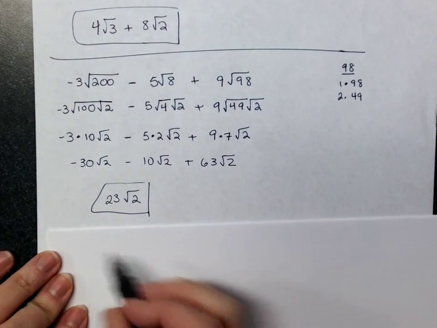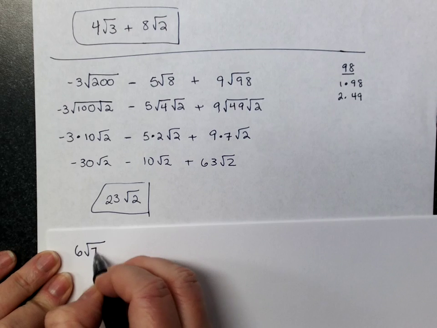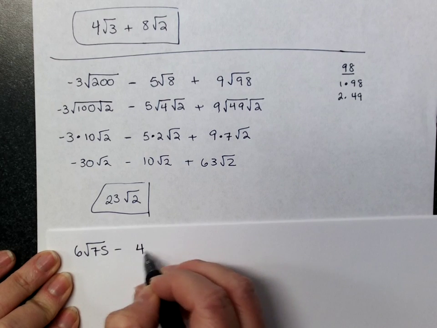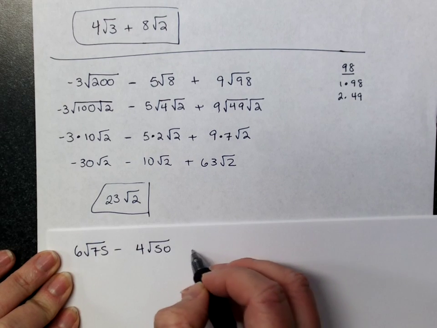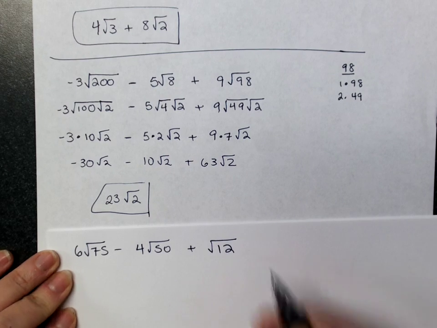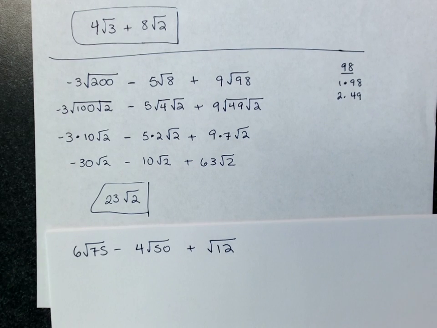All right, you do this one. Leave that up there. So you do 6 square root of 75 minus 4 square root of 50 plus square root of 12. If you like radicals to add or subtract, you don't have that now, but don't walk away until you make sure everything is in simplest form. Because you don't know if you have like radicals until everything is totally simplified.